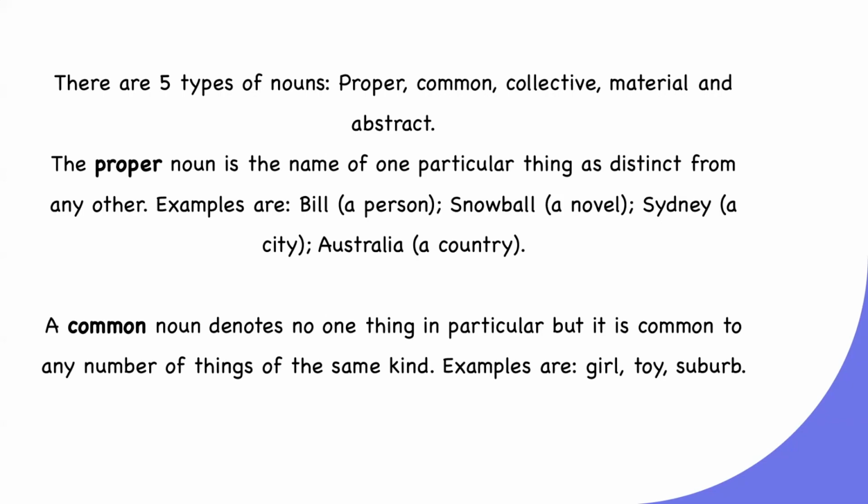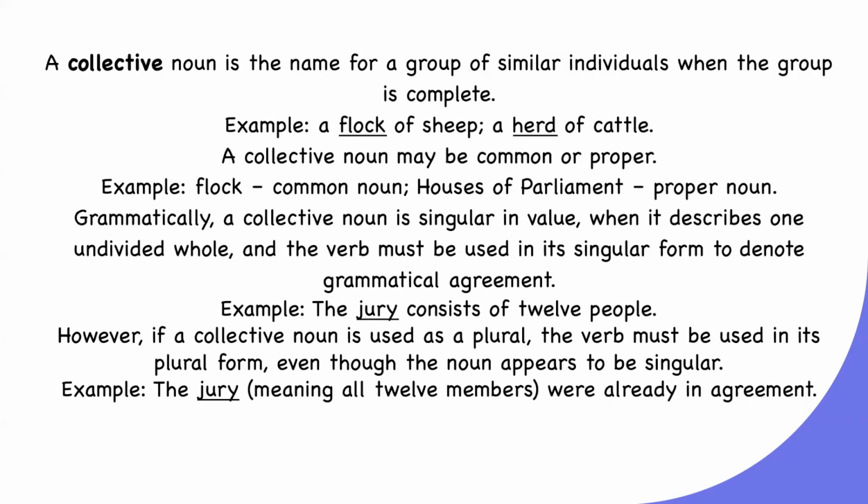A common noun denotes no one thing in particular, but it is common to any number of things of the same kind. It doesn't have to have a capital letter unless it's the start of a sentence. Examples are girl, toy, suburb. A collective noun is the name for a group of similar individuals when the group is complete. For example, a flock of sheep, a herd of cattle.